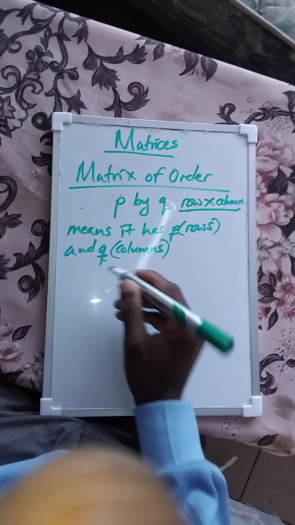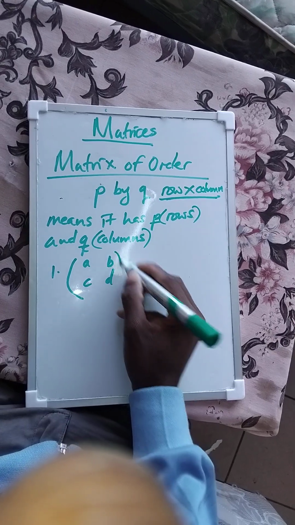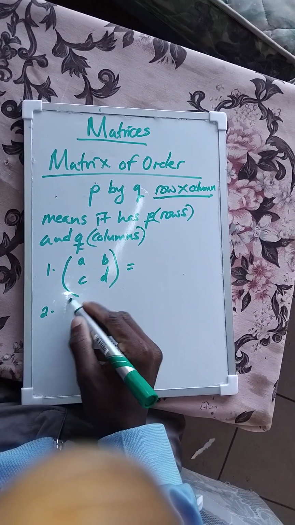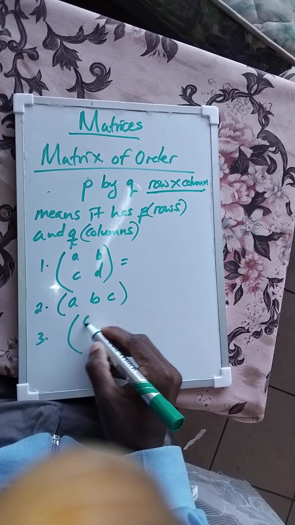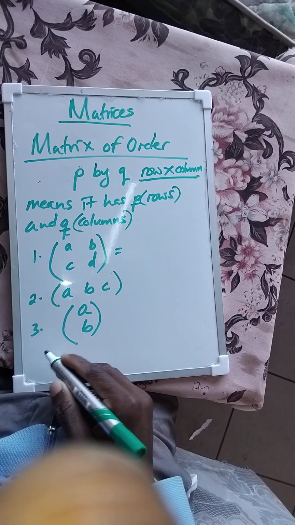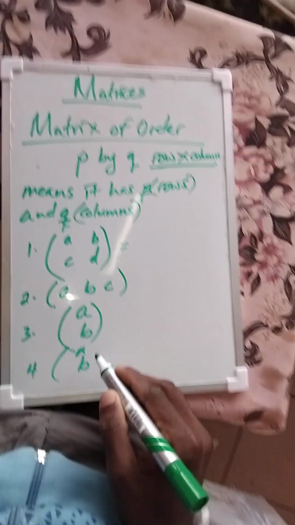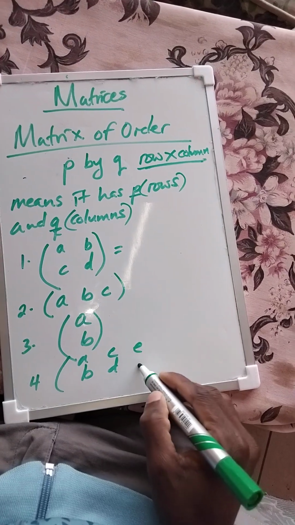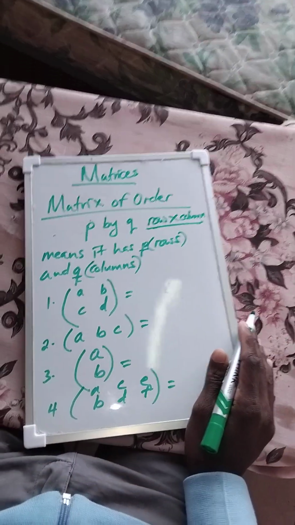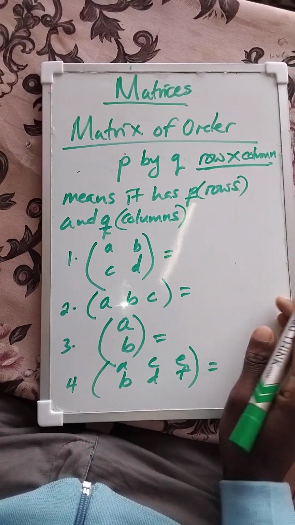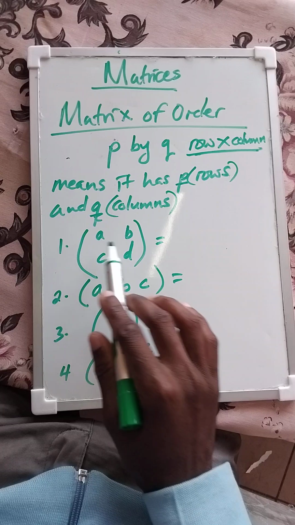So for example, number 1 we have this one, A, B, C, D. Number 2 we have this one, A, B, C. Number 3, A, B. Number 4, A, B, C, D, E, F. What is the order of these matrices? So first, number 1, what is the order of this matrix?